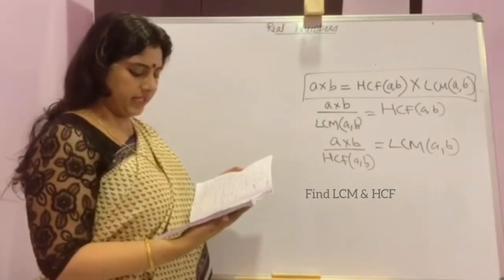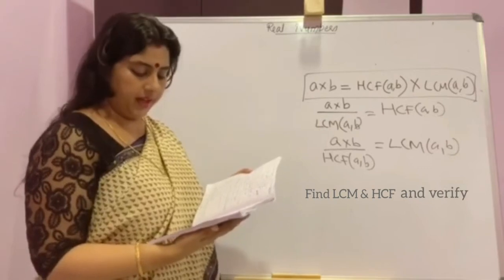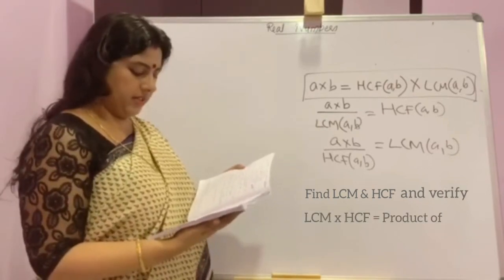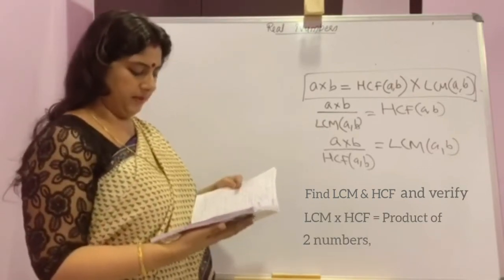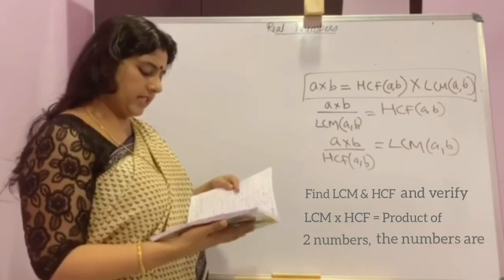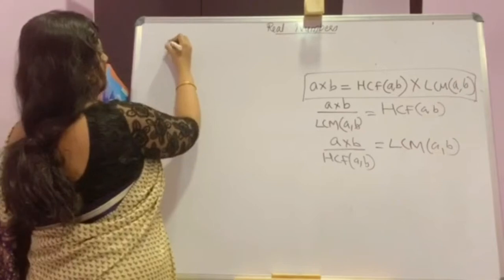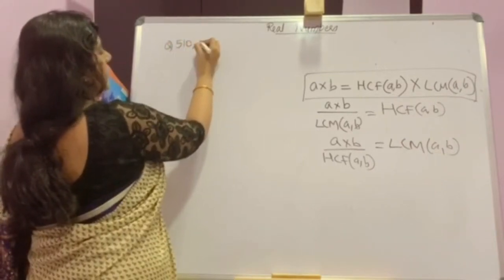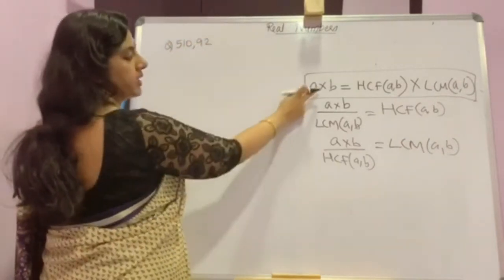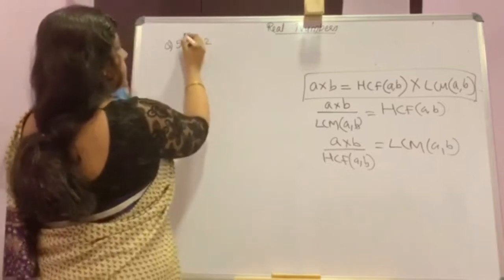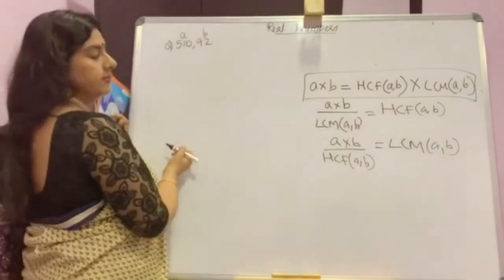Find LCM and HCF and verify that LCM into HCF is equal to the product of the two numbers. The numbers are 510 and 92. We have to check this relation. So this is A, this is B.